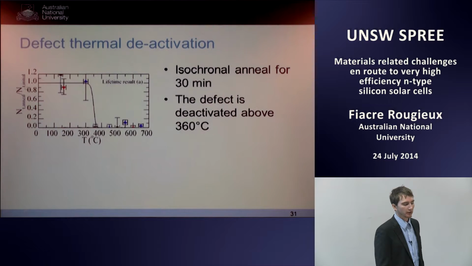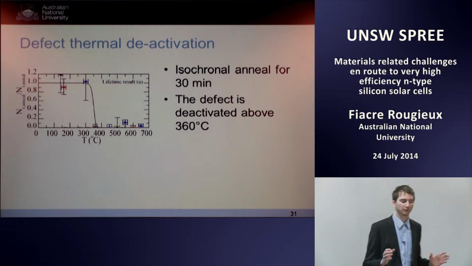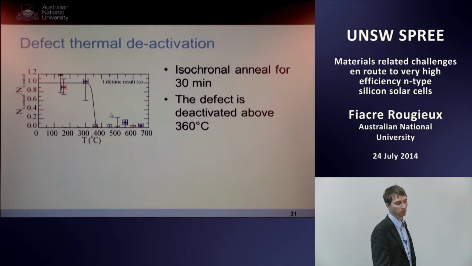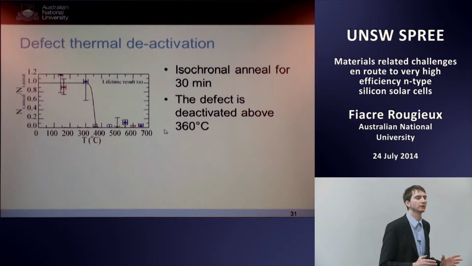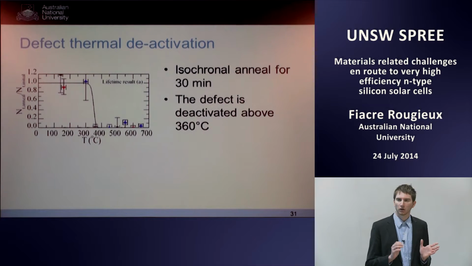If it's 1, it means all the defect is still present. If it's 0, it means all the defect has been removed. And here you have the remaining defect density as a function of temperature. This is for an isochronal anneal of 30 minutes. What we found is that above 360 degrees, the defect is removed. Below 360 degrees, the defect is still present. This is quite a low deactivation energy.